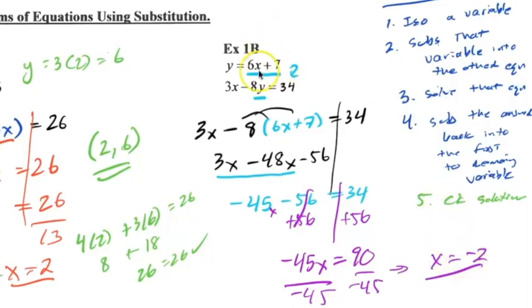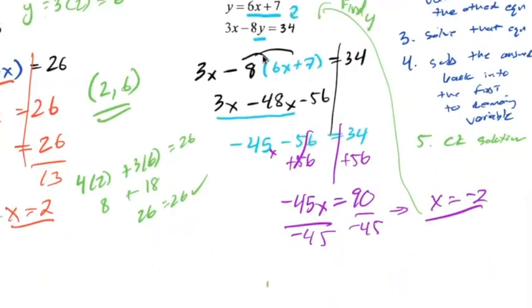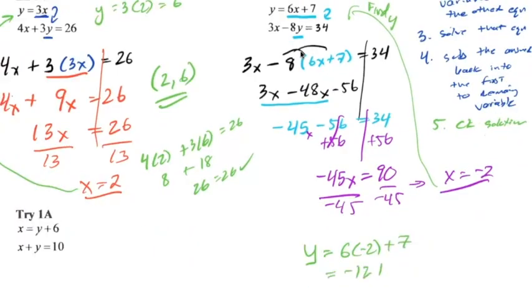Let's plug it back into any one of these, but the original is the easiest one, or like the one we start off with is generally the easiest. Let's find y. That's going to be y equals 6 times negative 2. That's what x is now, equals 7.